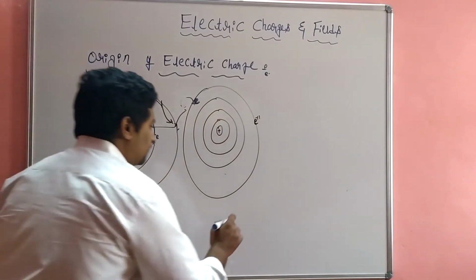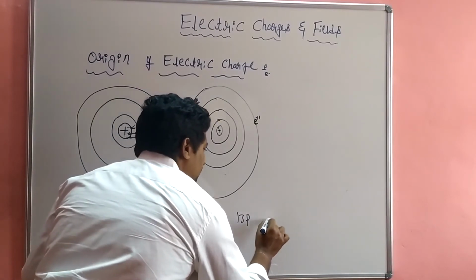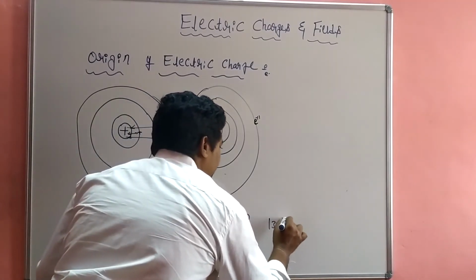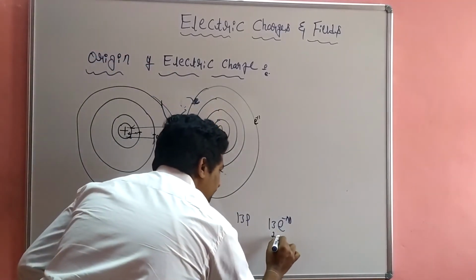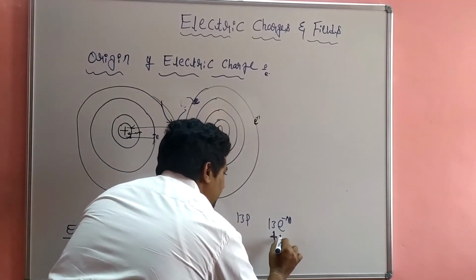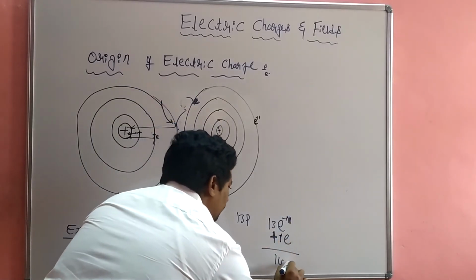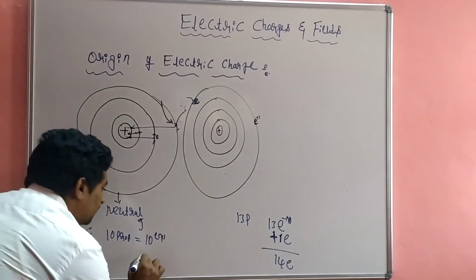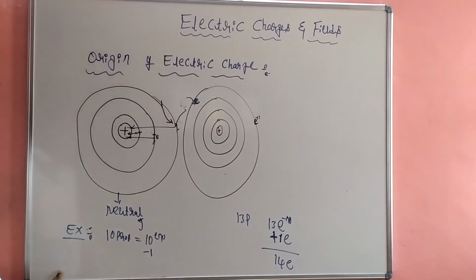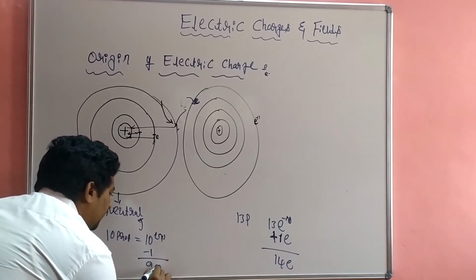So for example, there are 13 protons and 13 electrons. One more electron is added, so the total number of electrons is 14 electrons. Then one more electron is lost, which means minus 1, so the total net electrons is equal to 9 electrons.